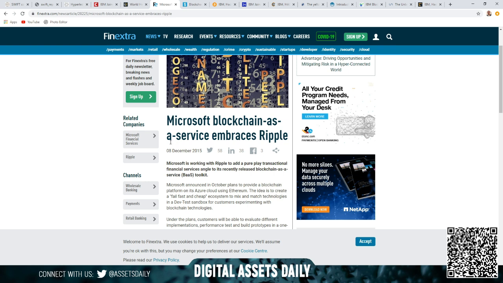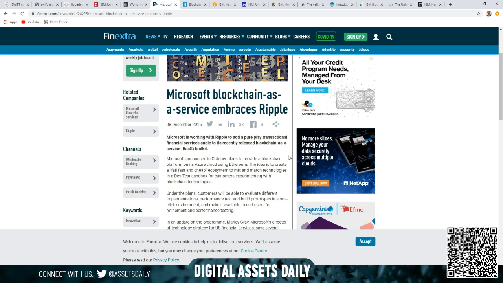Microsoft Blockchain as a Service embraces Ripple. This was really just to show, as we've mentioned in the previous tabs that are the articles, that Microsoft connects to Ripple the way IBM connects to Stellar. And again, here we have Microsoft is working with Ripple, direct statement, to add a pure-play transactional financial services angle to its recently released blockchain as a service, the BaaS Toolkit. Microsoft announced in October plans to provide a blockchain platform on its Azure cloud using Ethereum. Again, now you see you have a Ripple Ethereum connection. Again, it's all around.